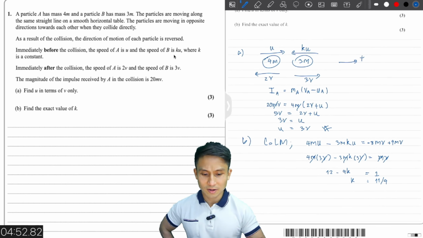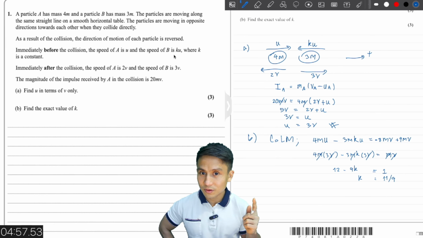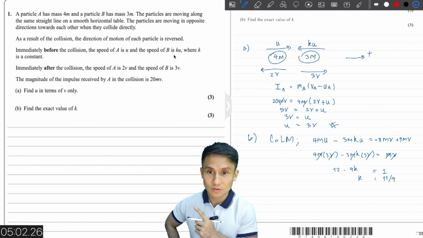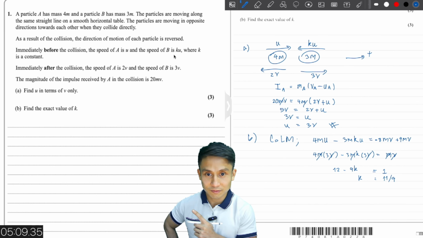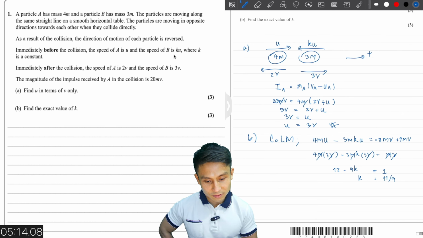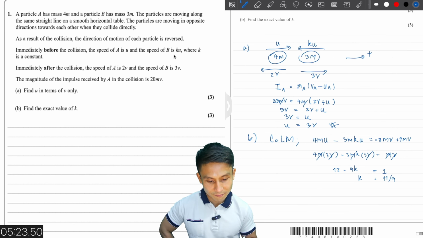Let me just double check everything. So 4mu to the right, yep. Initial speed is u, yep. Minus 3mku, yep. And then after the impact is 2v to the left and 3v to the right. And then I put conservation of linear momentum here. Minus 8mv to the left after the collision, 9mv to the right after the collision, add up to mv, plugging u as 3v.